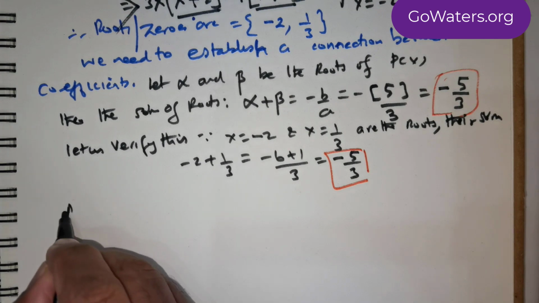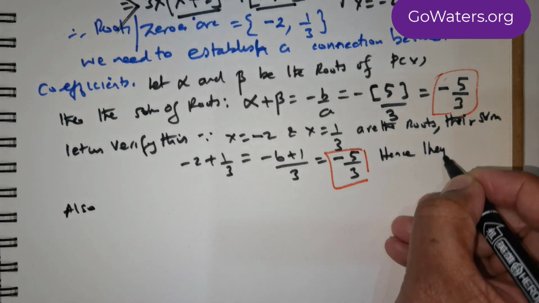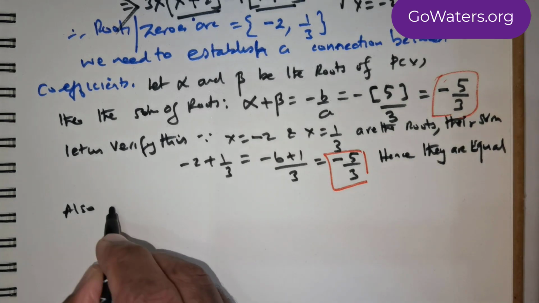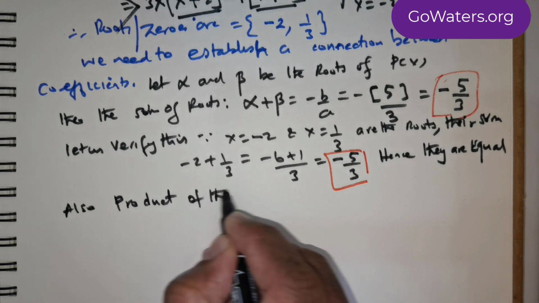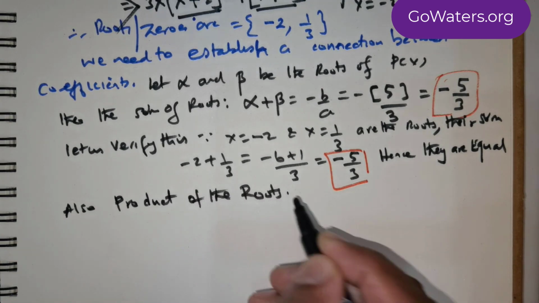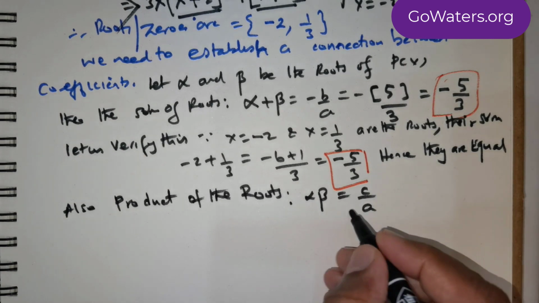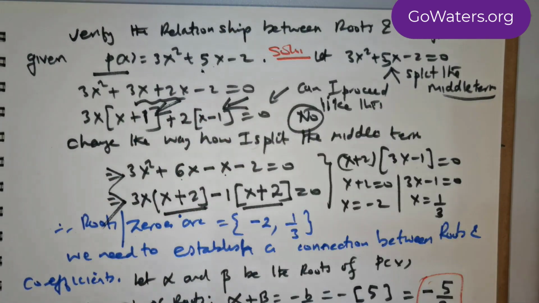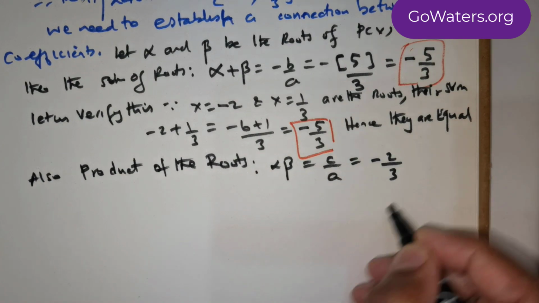Now also, hence they are same. Hence they are equal. You can write the word equal. Also the product of the roots. So what is the product of the roots here? Alpha times beta is equal to c divided by a. What is your c? Your c is negative 2. Here a is 3. So this is negative 2 over 3.